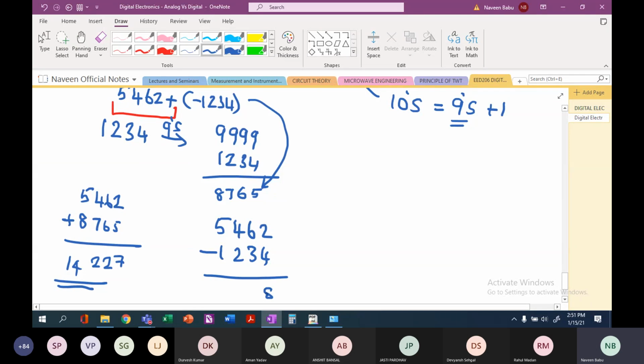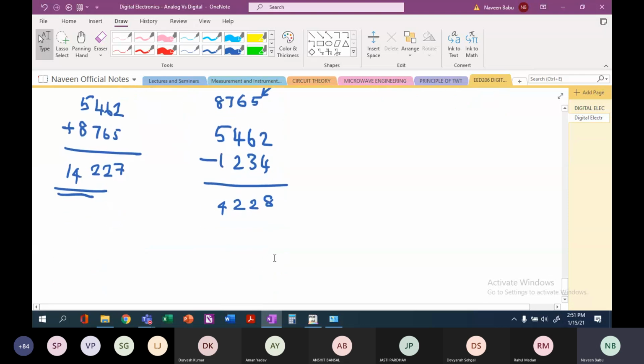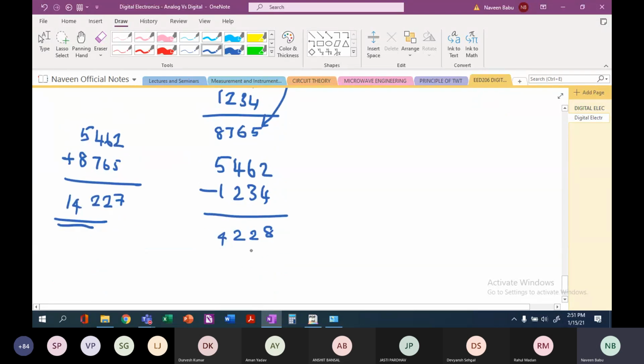Yeah, it is 8. Okay, so the remainder is 2 here, and it is 4 here, right? So you compare the actual solution here. This is the actual solution. By adding, what is it that we are getting? 4227, but the actual is 4228.